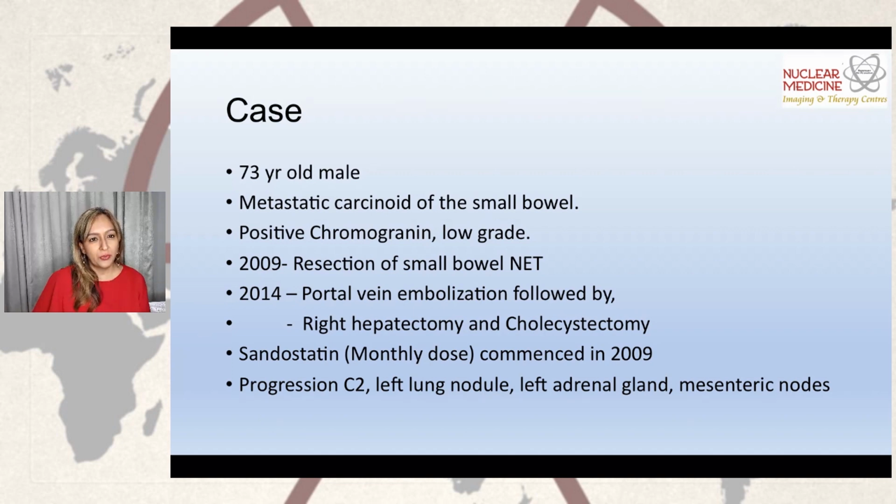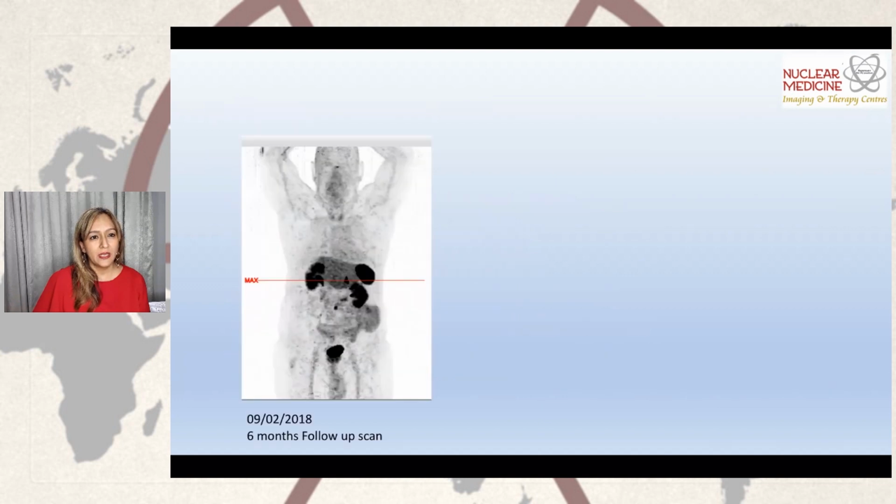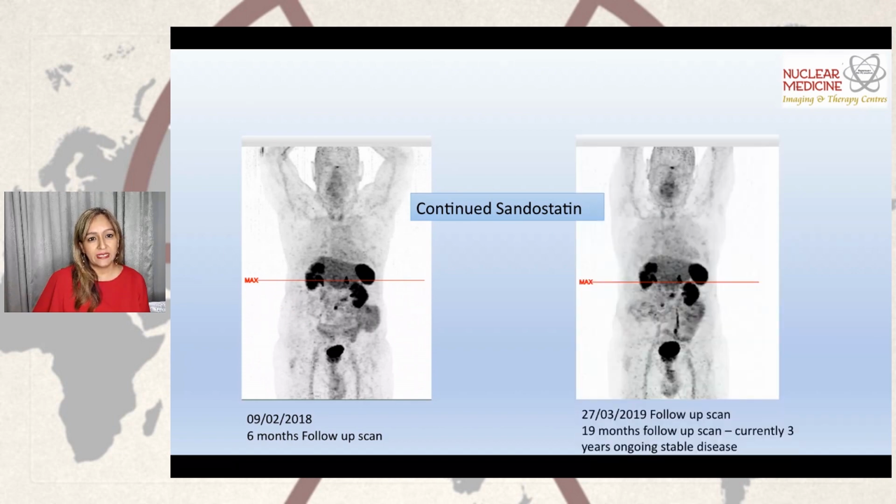So the patient was then put onto lutetium 4 cycles, and on the 6th month follow-up after the initial PRRT, he remained with stable disease and sub-centimeter mesenteric nodes. He was then continued on sandostatin, and subsequent to that, you will see that he continued to remain with stable disease, and even now, currently 3 years ongoing, continues with stable disease on sandostatin treatment.